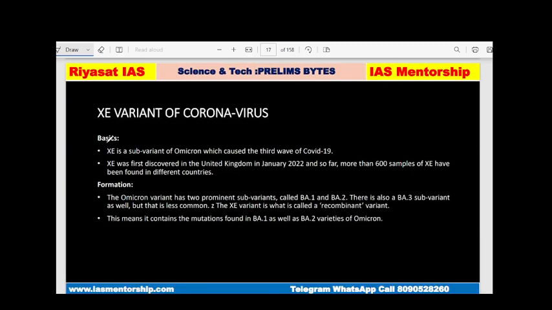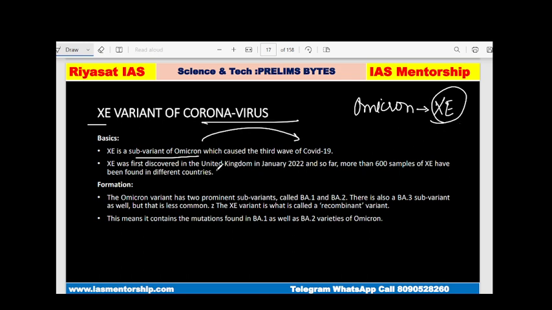Moving ahead, next is your XE variant of coronavirus. Basically, it's a sub-variant of Omicron. The third wave of COVID-19 was caused by Omicron and one of the variants of Omicron is XE. This variant was first discovered in United Kingdom in 2022. Okay, and now more than 600 samples have been found.